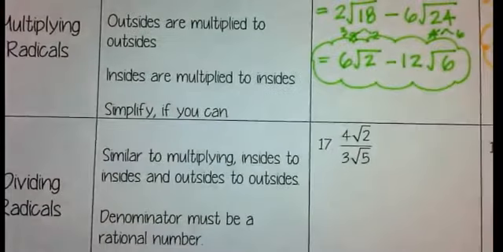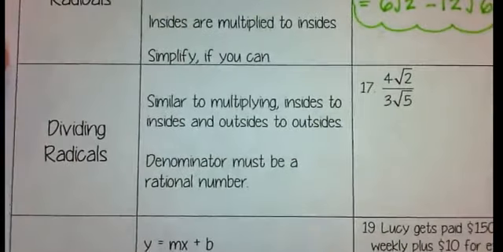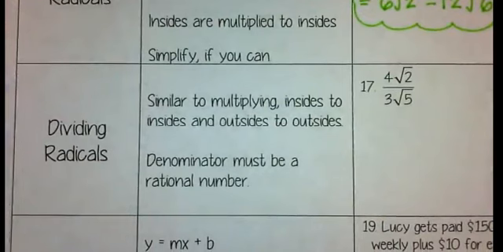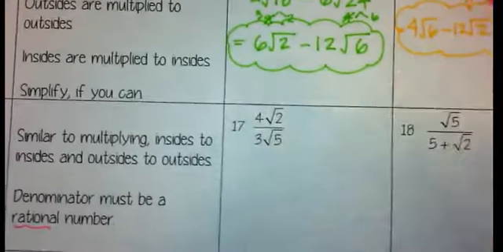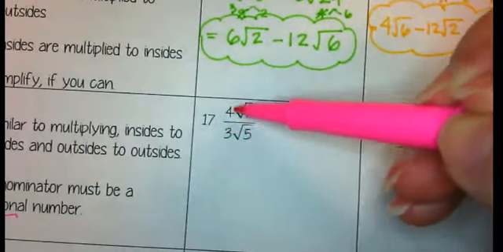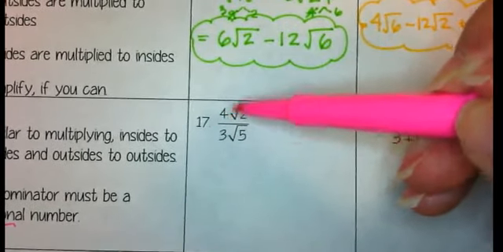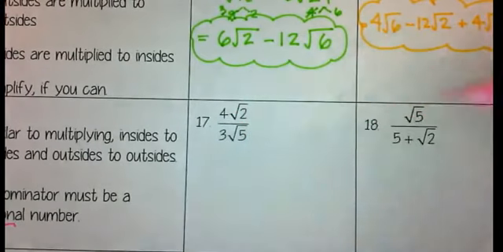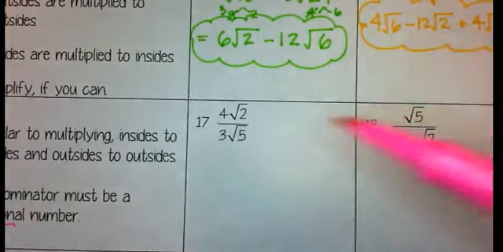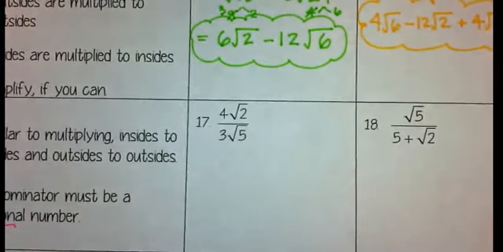Alright, looking at dividing. Dividing, once again, we're going to divide the insides with the insides and the outsides with the outsides if we can. And the one rule with dividing that is different is that our denominator cannot be a square root. So we must have a rational denominator. So when we look at this problem, the 4 and the 3 cannot be simplified. When I look at the square roots, square root of 2 and square root of 5 cannot be simplified. So I would say that this one is done, except that we have to get rid of the square root of 5 in the denominator.